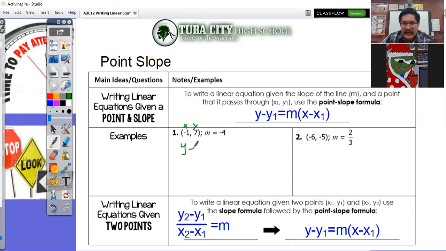So let's try that out. Y minus 7, because I go to the y value of my ordered pair, that would be 7, equals m, which is the slope, -4, so I drop that in for the slope. The first x and the first y on both sides stay x and y, they don't change. And in this case I have x equals, well, it's supposed to be -1.